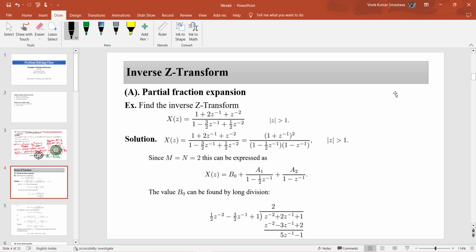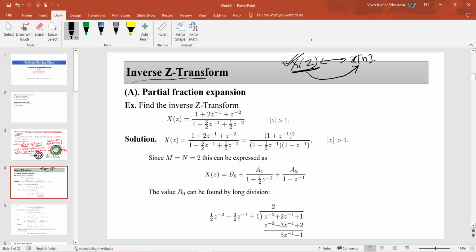In the previous class we have seen how to find out the z transform if a signal x of n is given to us. On the contrary, if x of z is given to us, can we find out which kind of signal is giving us this z transform? This kind of problem we can easily solve by using the inverse z transform.